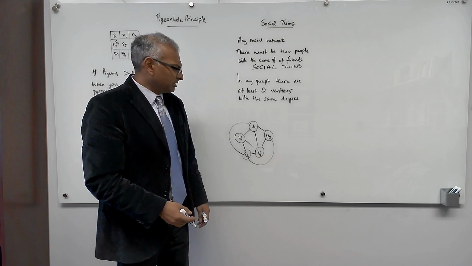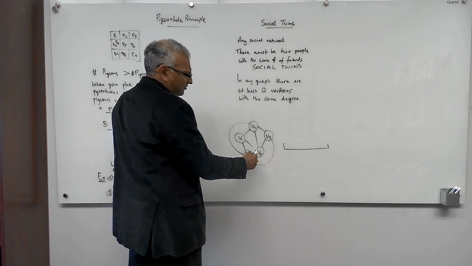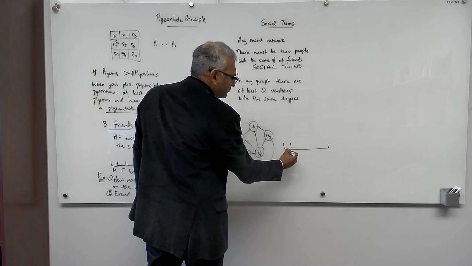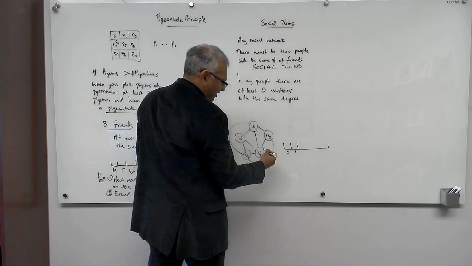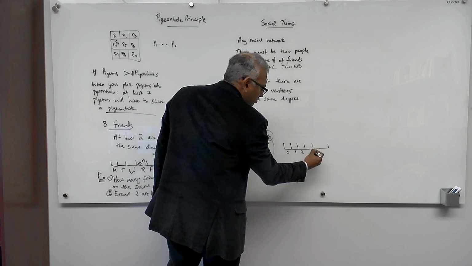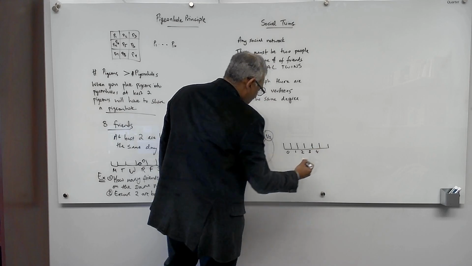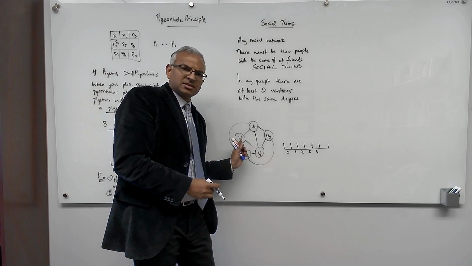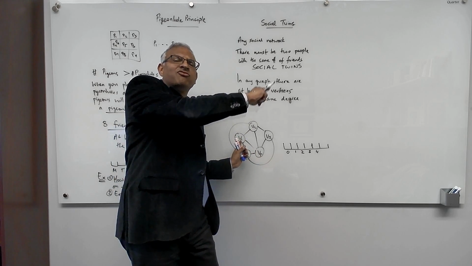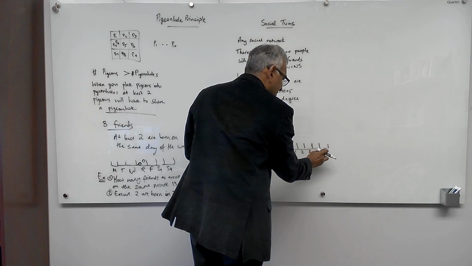So what are the possible degrees in such a graph? Well, in theory, since I have 5 vertices, you could have a degree of 0. So that person has no friends. You could have a degree of 1. You could have a degree of 2. You could have a degree of 3. You could have a degree of 4. Can you have a degree of 5? Let's think about it. There are only 5 vertices. So if I'm a person in this network, I can only have 4 other friends. So my degree can be at most 4. So I cannot have a degree of 5.